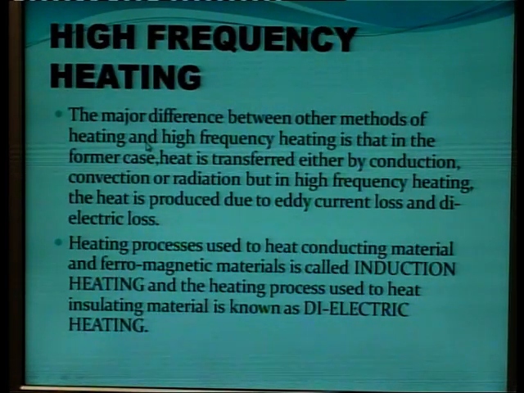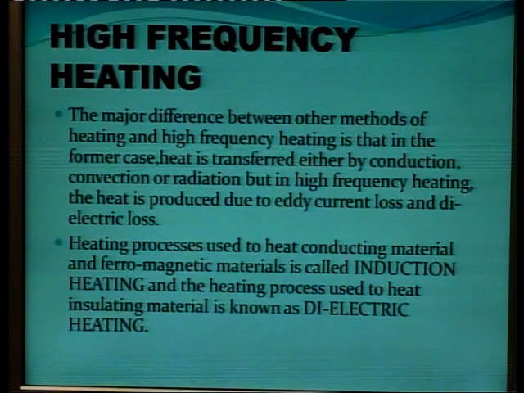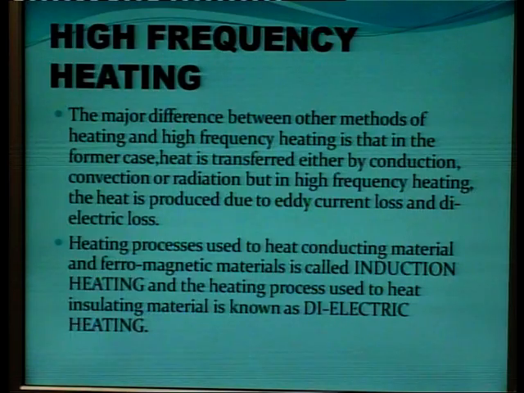The next is high frequency heating. This is the second type of electric heating process, high frequency heating. Now the major difference between the other methods of heating and high frequency heating is that in the power frequency heating, the heat is transferred either by conduction, convection or radiation. But in high frequency heating, the heat is produced due to eddy current loss and dielectric loss.